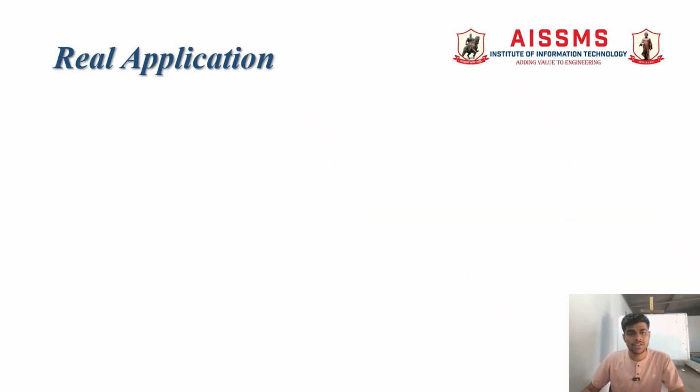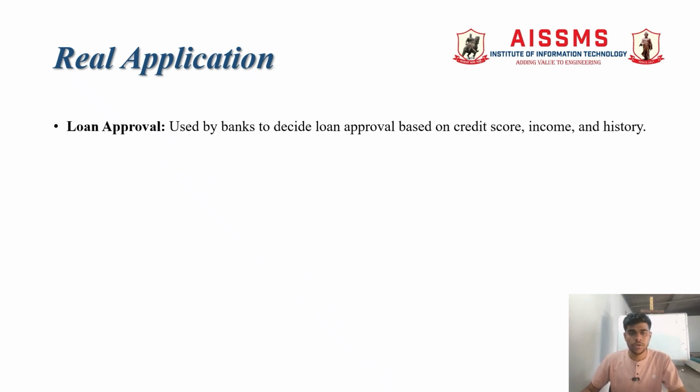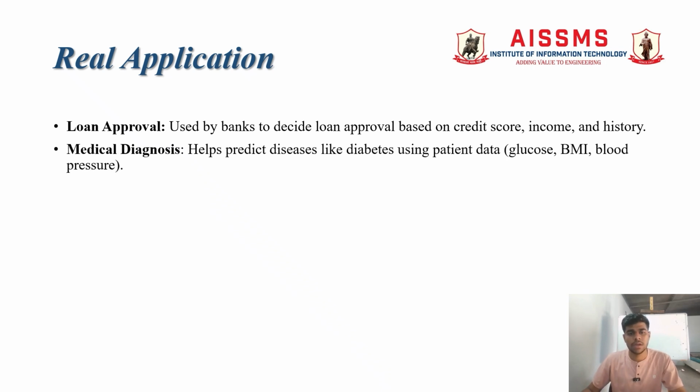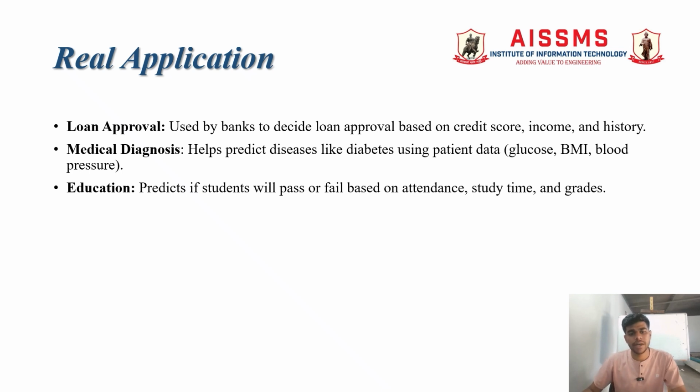Now let's see the real-time applications of a decision tree. Decision trees are used in many real-world applications. Loan approval: used by banks to decide loan approval based on conditions such as credit score, income, history, and the customer's CIBIL score. Medical diagnosis: helps predict diseases like diabetes using patient data like BMI, blood pressure, etc. In the education sector, predict if a student will pass or fail based on attendance, study time, grades, the student's previous year marks, and the current semester examination score.